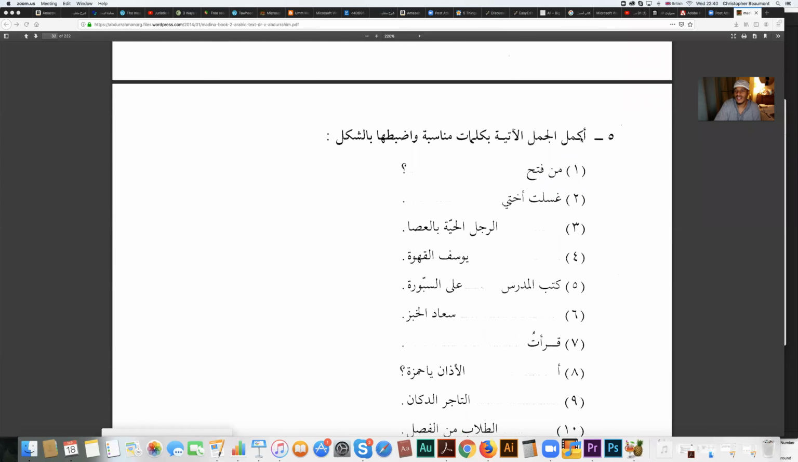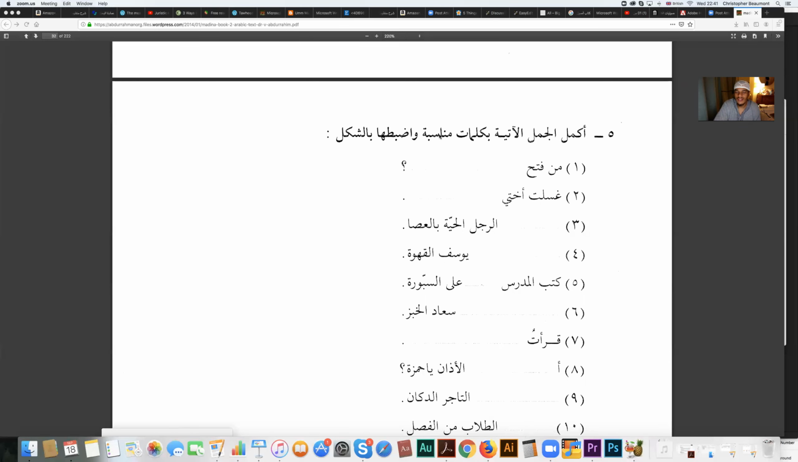Here now, it says أكمل الجمل الآتية بكلمات مناسبة واضبطها بالشكل. Now, this is quite an interesting task, right? It says, complete the following sentences with suitable words, al-munasiba. Then it says wadbitha, place all of the vowel sounds on it, بالشكل.